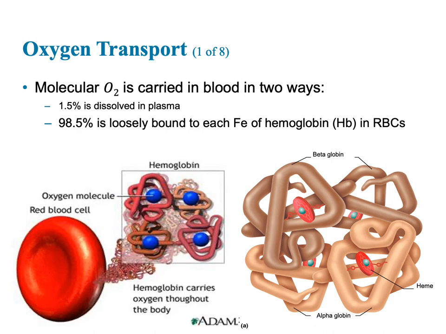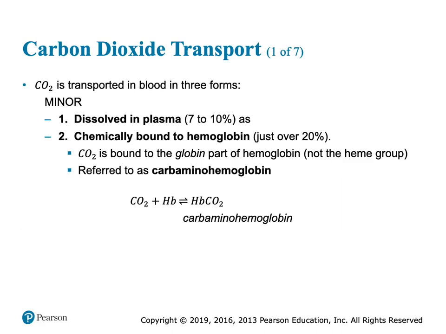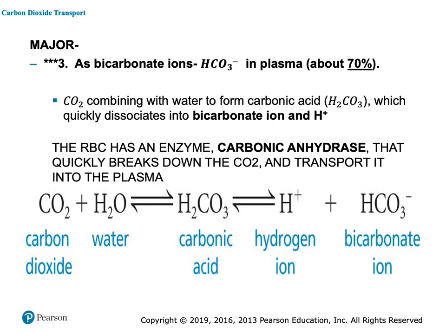Alpha globulin and beta globulin are proteins. Carbon dioxide, he can bind inside that hemoglobin, but he's going to bind to the protein part, the globin part, not the heme part. And that's going to be called carbaminohemoglobin. But carbon dioxide's favorite way to travel is not dissolved in the plasma, not inside that red cell, but rather as bicarbonate in the plasma.